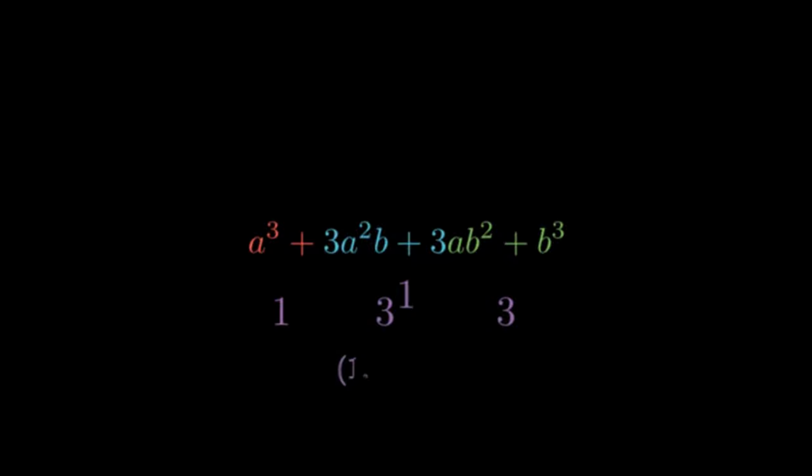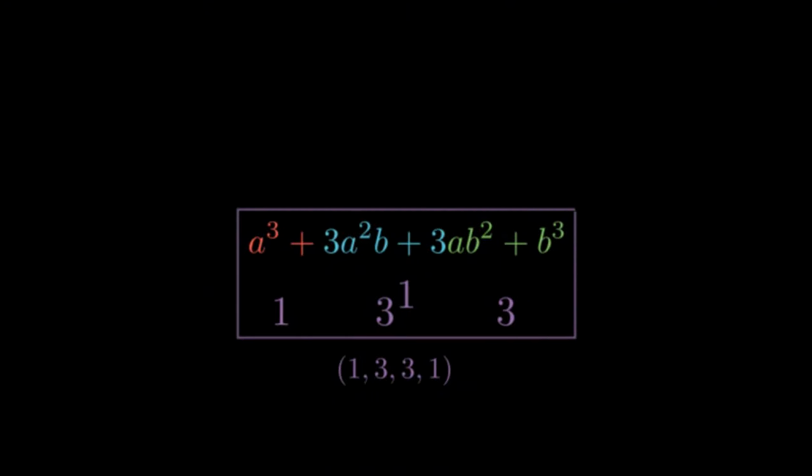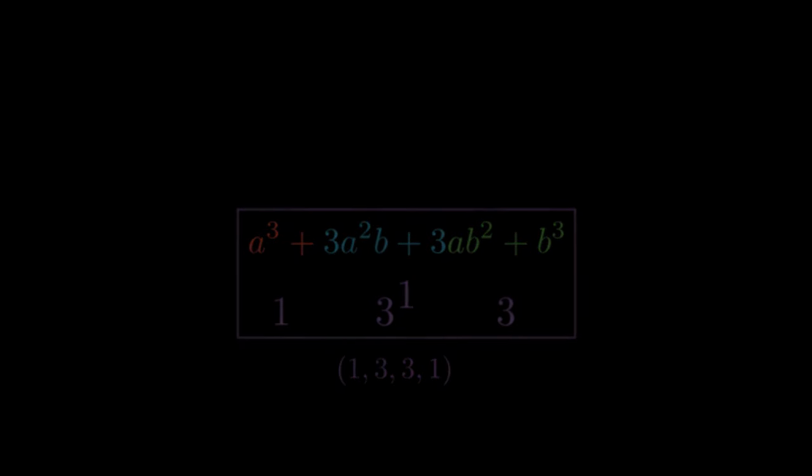This coefficient pattern, 1, 3, 3, 1, is not random. It actually corresponds to the third row of Pascal's triangle, which gives us the coefficients for binomial expansions. This pattern always appears when expanding (a plus b) cubed. So our final simplified expansion of (a plus b) cubed is a cubed plus 3a squared b plus 3ab squared plus b cubed.